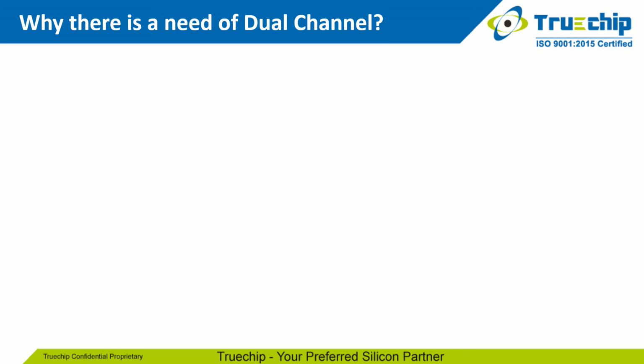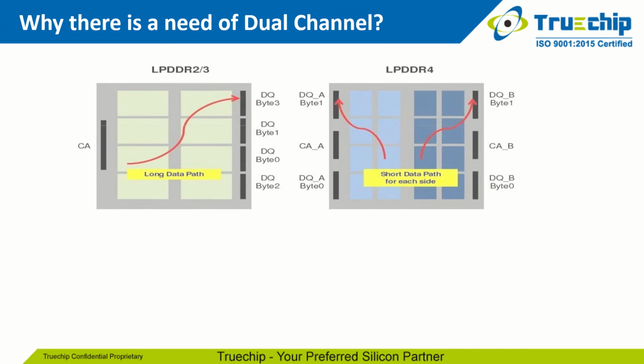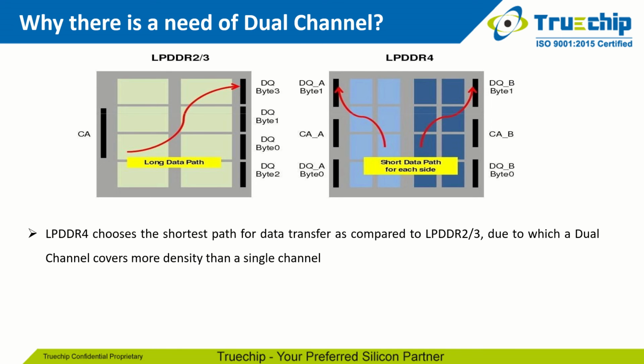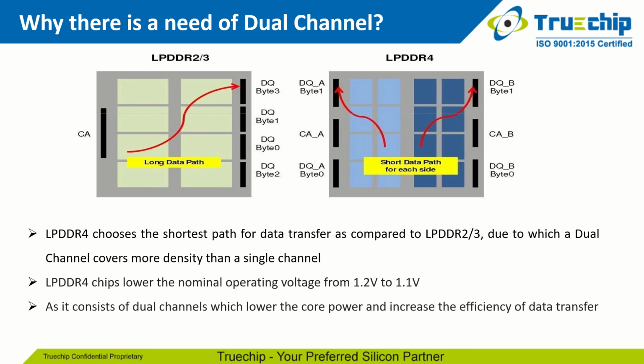Now let's talk about the need for the dual channels. From the LPDDR4 specification onwards, the aim is to double the data rate over the last generation and to save energy consumption for mobile devices. Compared to LPDDR3, LPDDR2, LPDDR1, which was only a single channel per memory die, LPDDR4 RAM for mobile devices was redesigned for a 2-channel die with 16 bits per channel and a total of 32 bits, which covers more density than a single channel, and also it lowers the core power and increases the efficiency of data transfer.